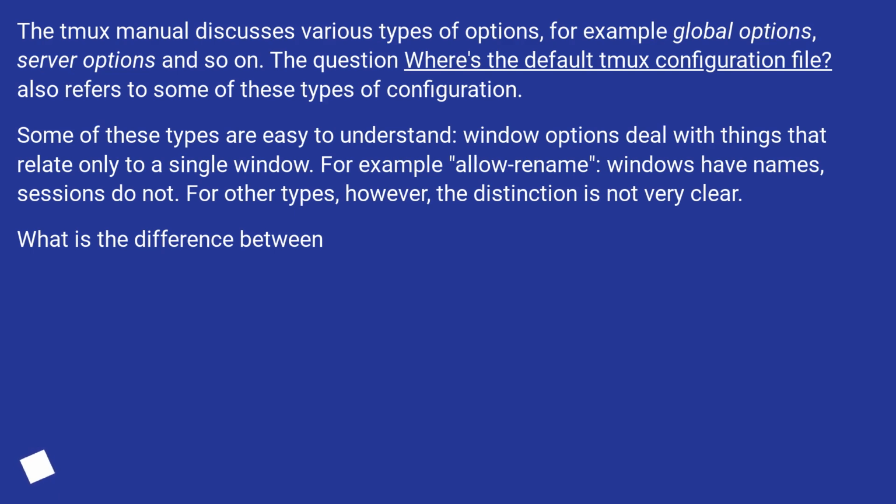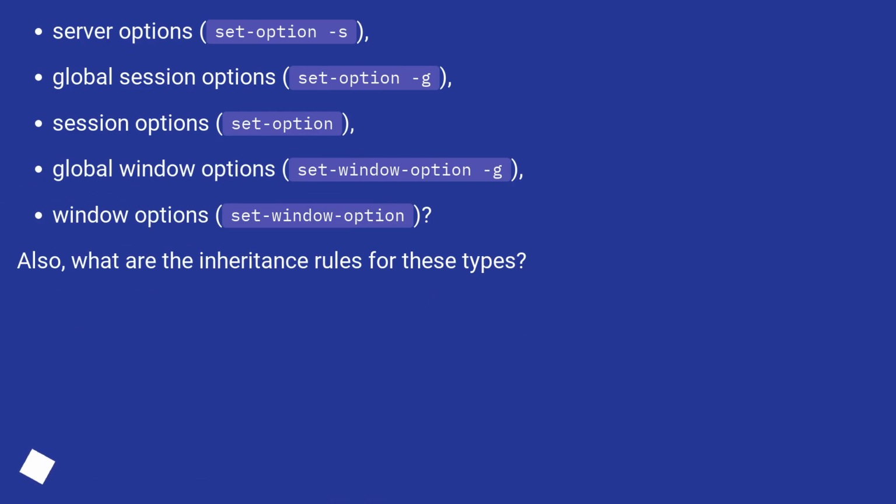What is the difference between server options, set-option -s; global session options, set-option -g; session options, set-option; global window options, set-window-option -g; window options, set-window-option? Also, what are the inheritance rules for these types?